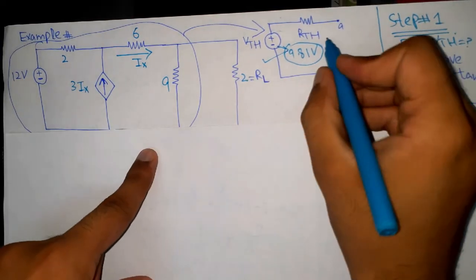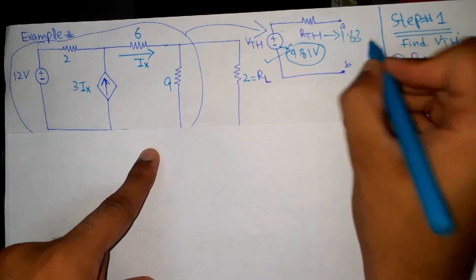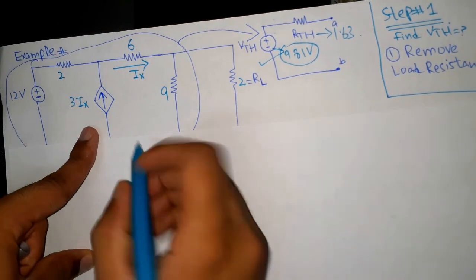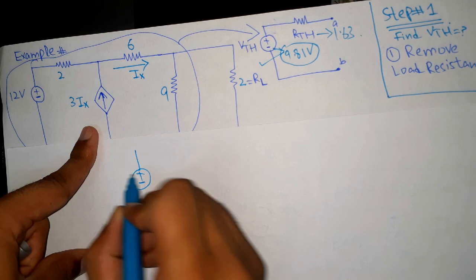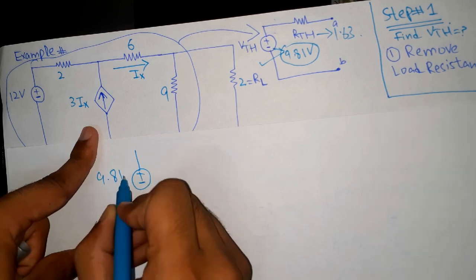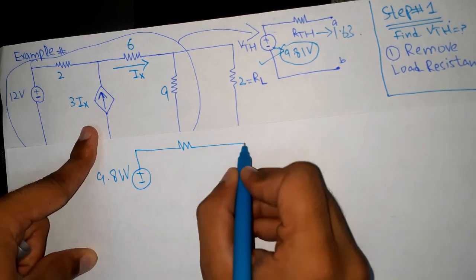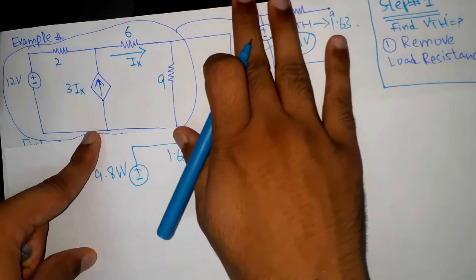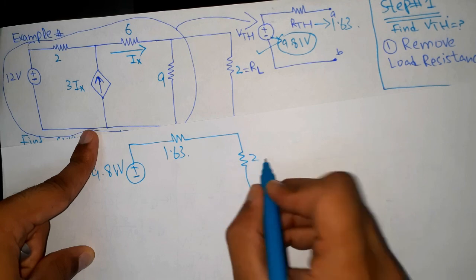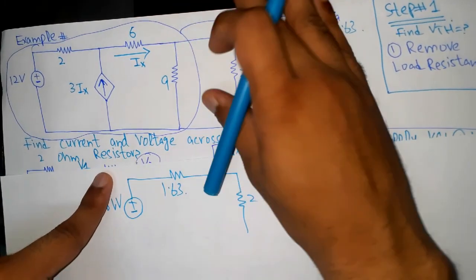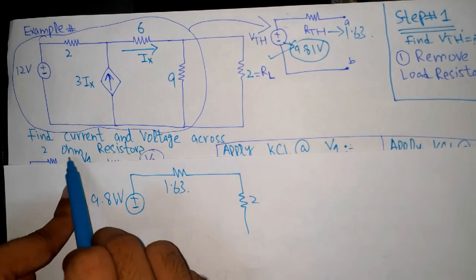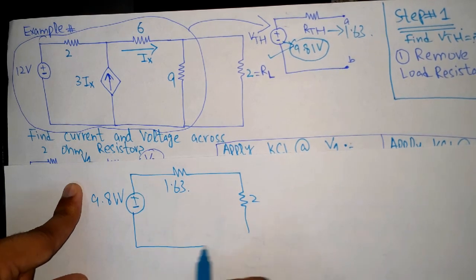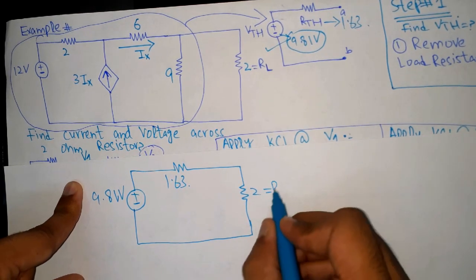Now students, earlier we found the Thevenin's resistance, which is 1.63 ohm. So I will update my circuit. Now my circuit becomes 9.81 volt and 1.63 ohm, and here there is a load resistance which is 2 ohm. So we need to find the current and voltage across 2 ohm, which is RL.